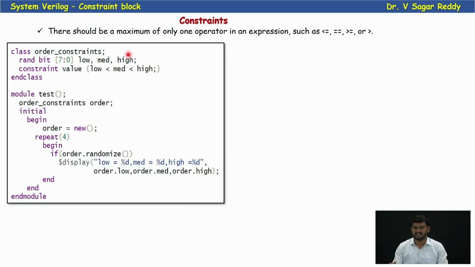We cannot use more than one operator of this kind, such as less than or equal to, greater than or equal to, and greater than, in a single expression. We'll see some examples. So now here we are discussing ordered constraints.